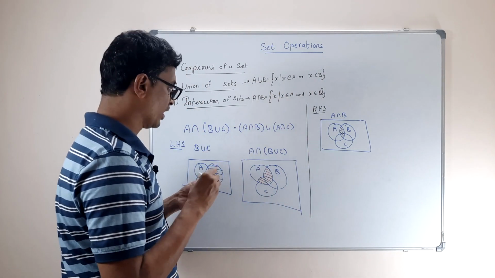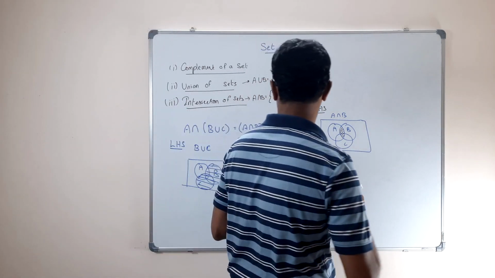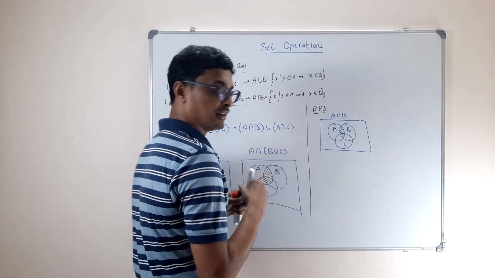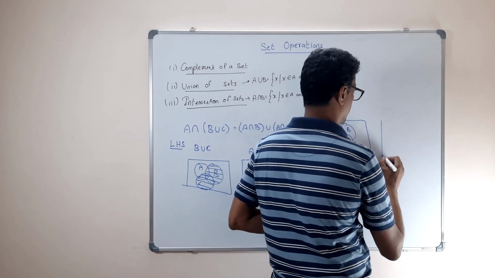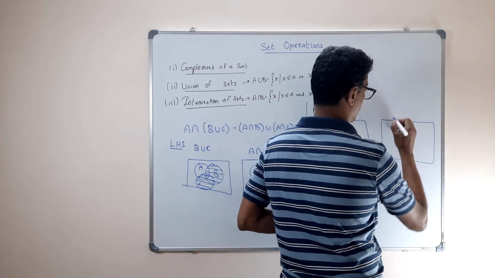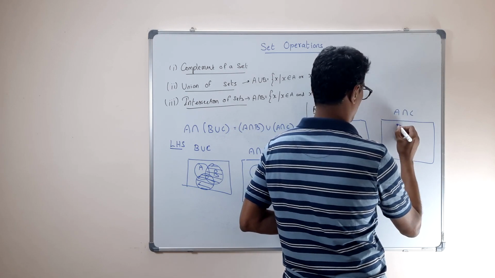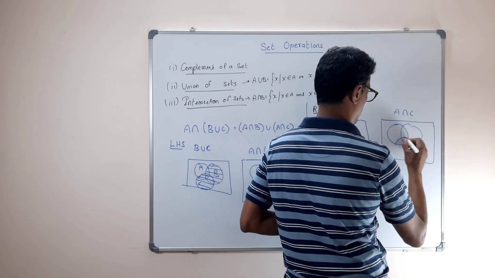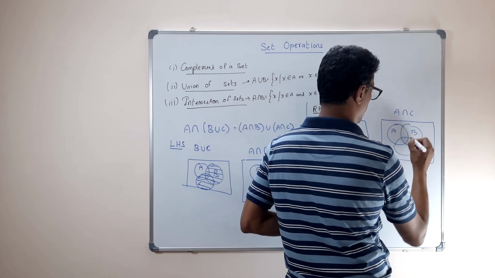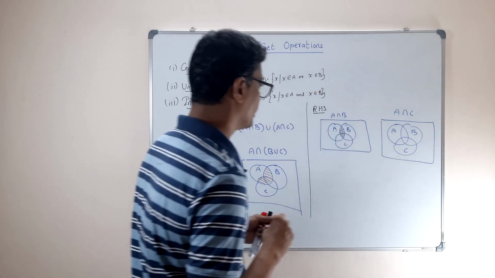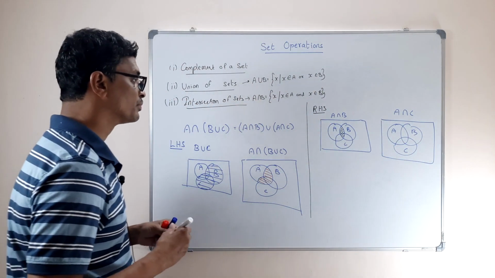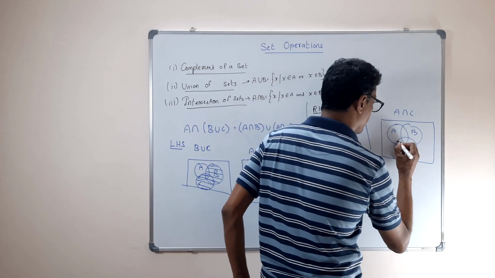Okay, and now let us go to the next one. What is that? A intersection C. Okay, so let us do that. A, B, C. Can you tell me what is A intersection C? Center between A and C. Yes.